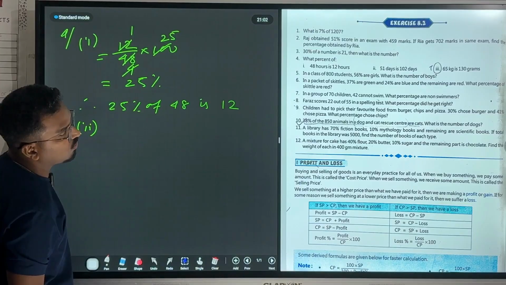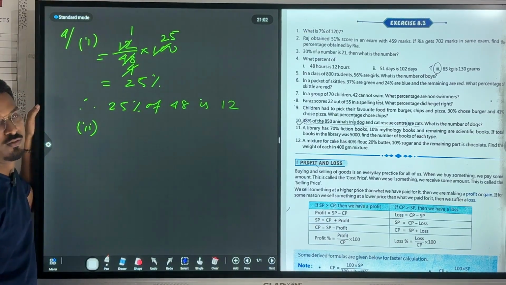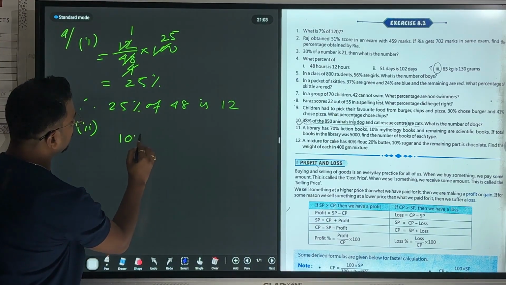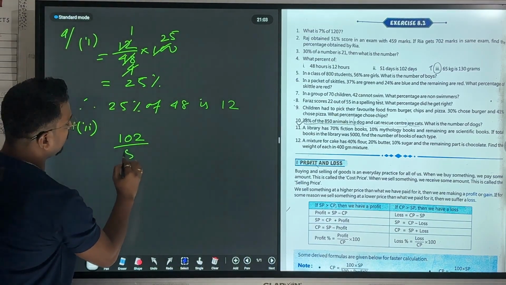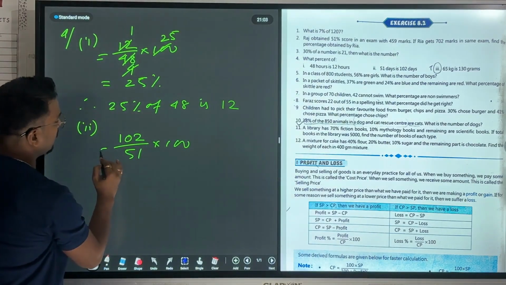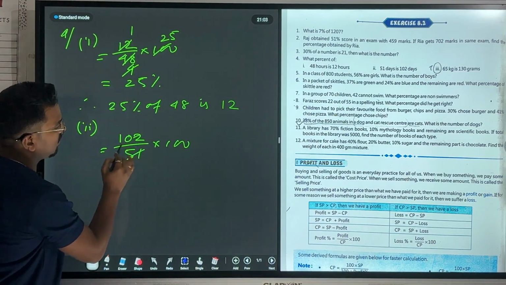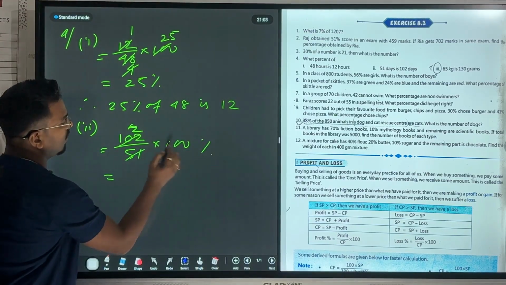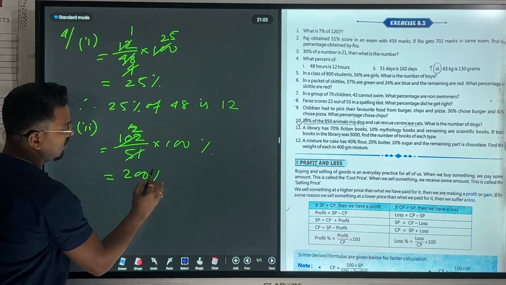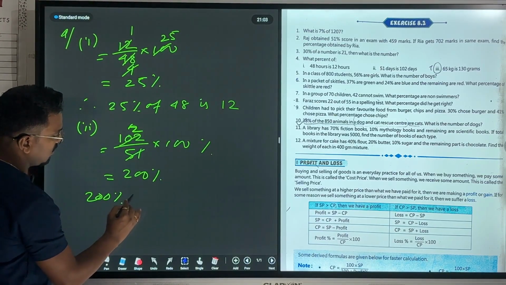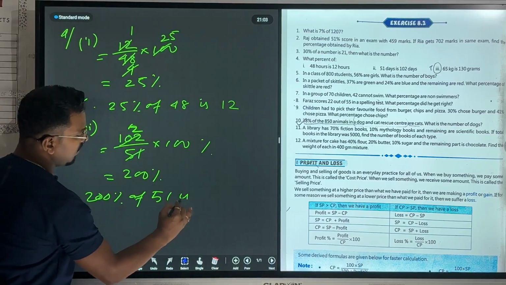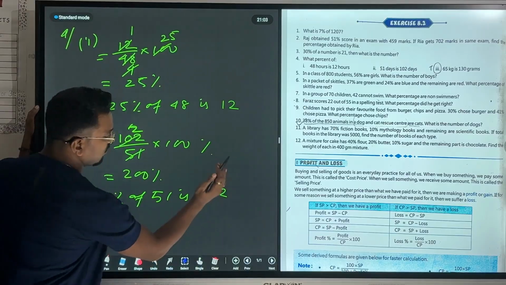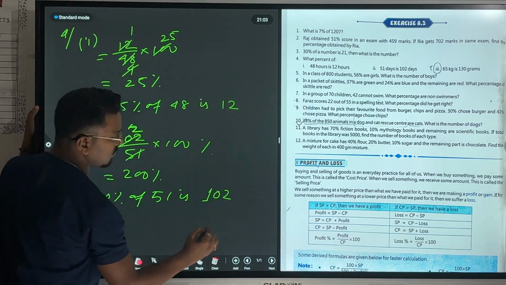What percent of 51 days is 102? So what we have to write? First we have to write 102 out of how many? 51 into 100. If you cancel it, this will become 2. 51 into 2 is 102. So 2 into 100 is 200%. So 200% of 51 is how much? 102 days. Okay. It will be 102 days.